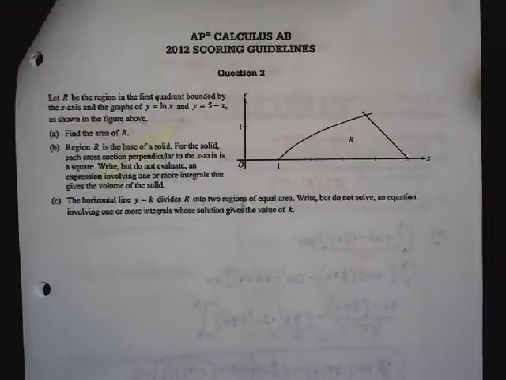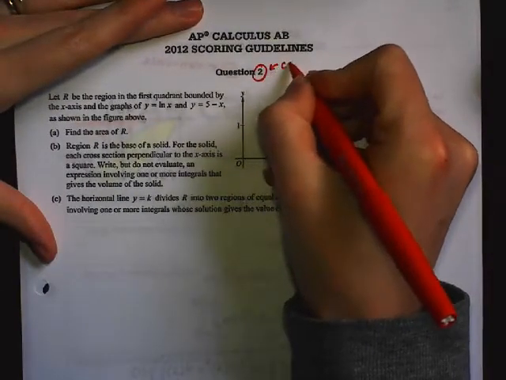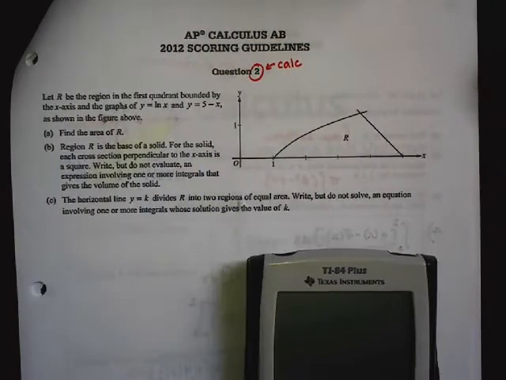So let me just start by reading the problem. It says, let R be the region in the first quadrant bounded by the x-axis and the graphs of y equals ln x and y equals 5 minus x as shown in the figure above. Before we even get into the subparts, it's good to remember this is question number 2, so I know that this is a calculator problem, which is great. So I've got my calculator here and ready to go.